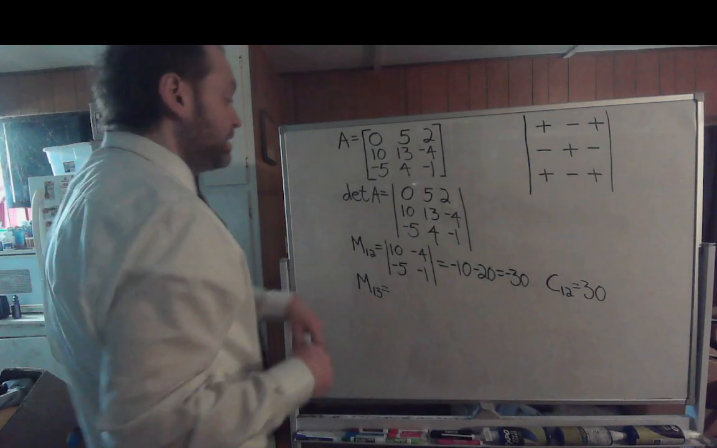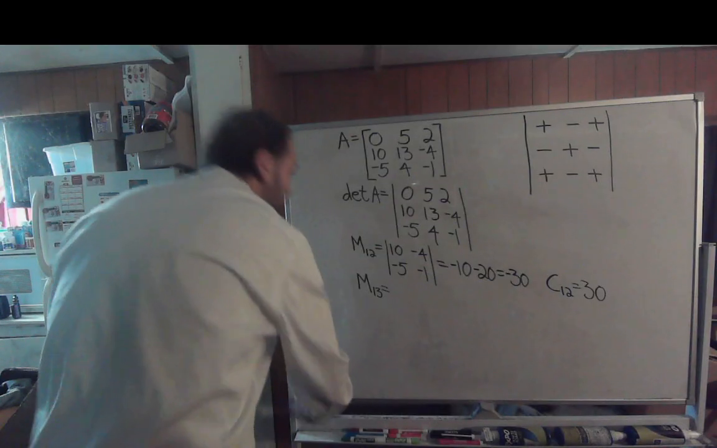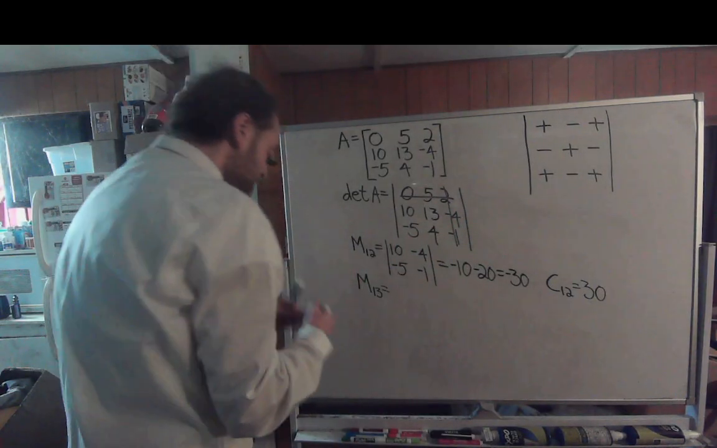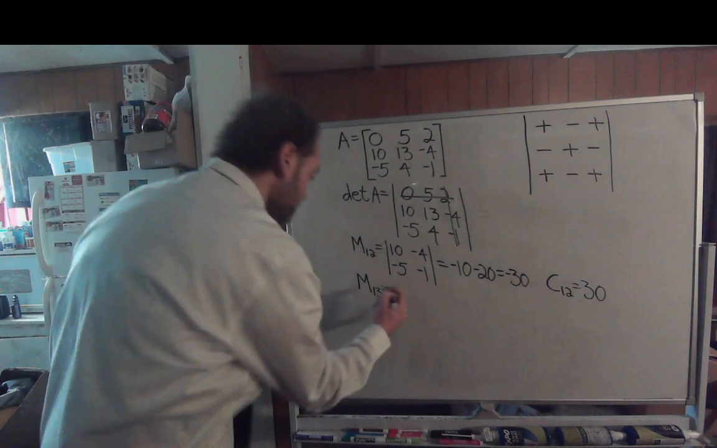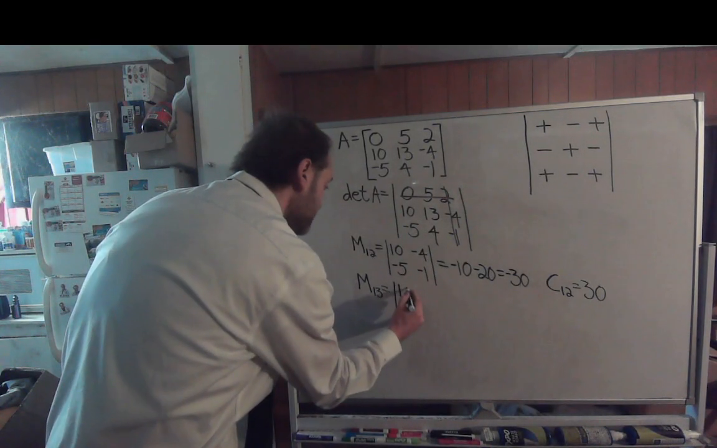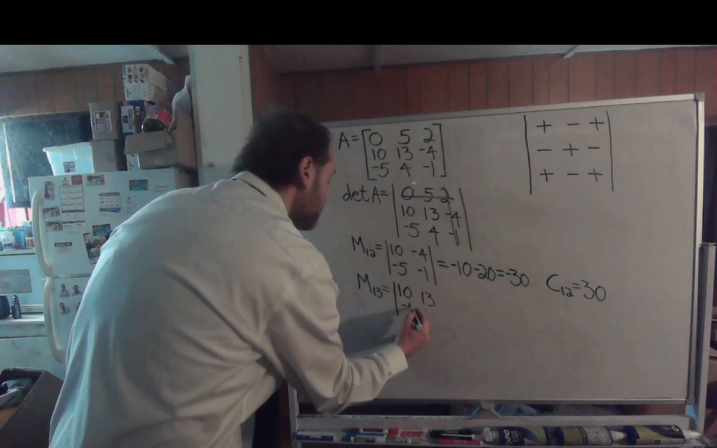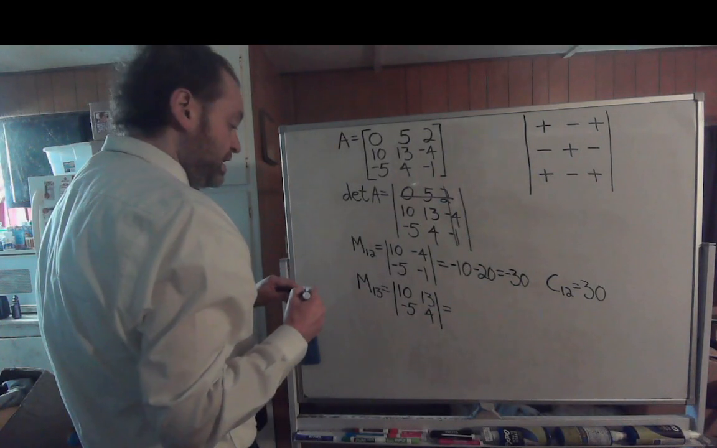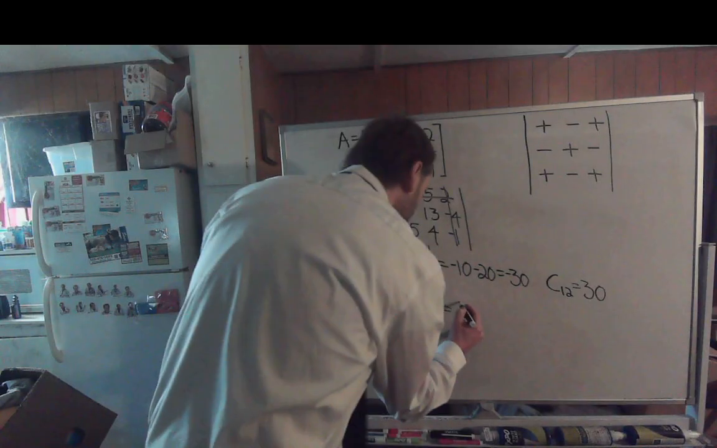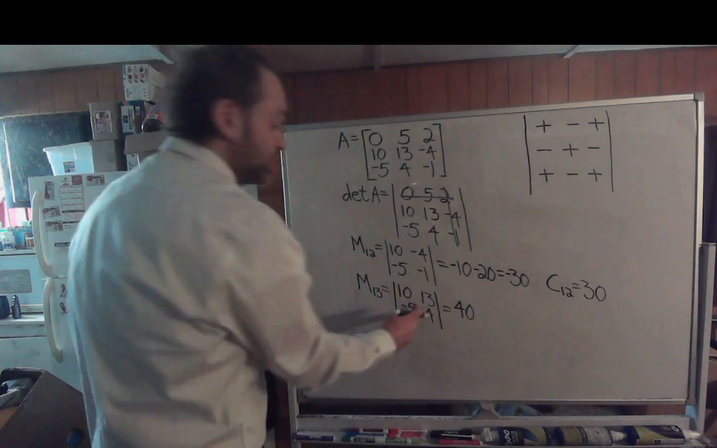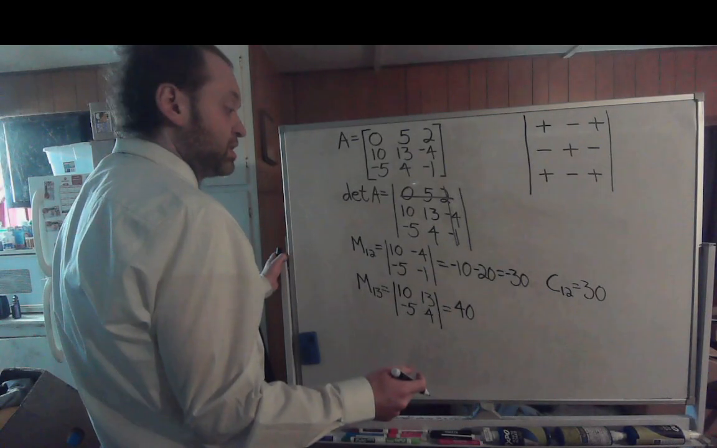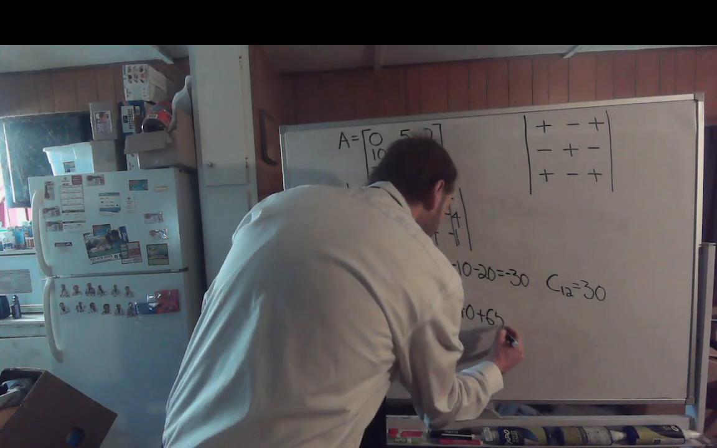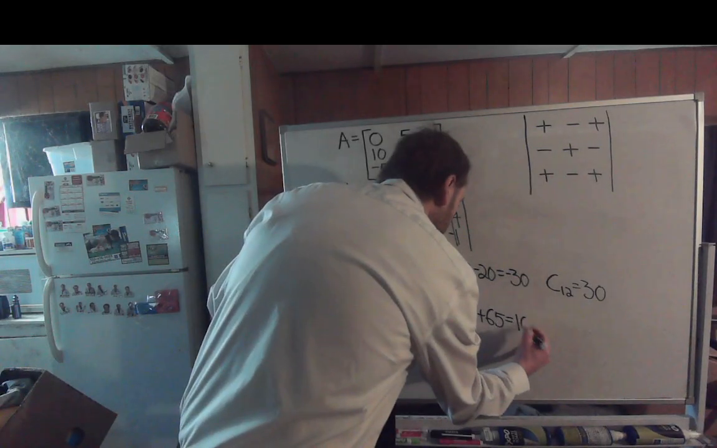Minor 1, 3, we're going to deal with that 2 coefficient, but we're not going to multiply by it just yet. So strike out the column and row that it's in. Minor 1, 3 will simply be the determinant of what's left, which would be 10, 13, negative 5, and 4. So now, find the determinant. 10 times 4 is 40, minus 13 times negative 5. So that would be positive 65. So that would end up being 105.